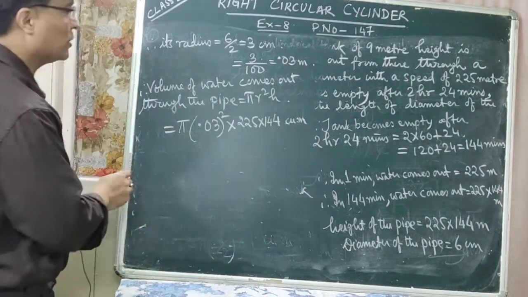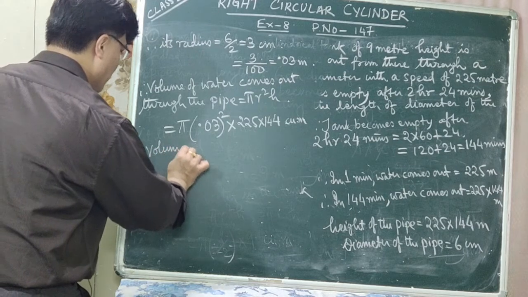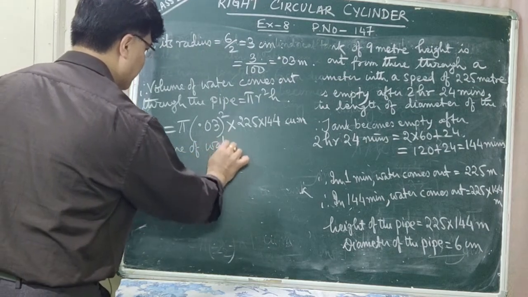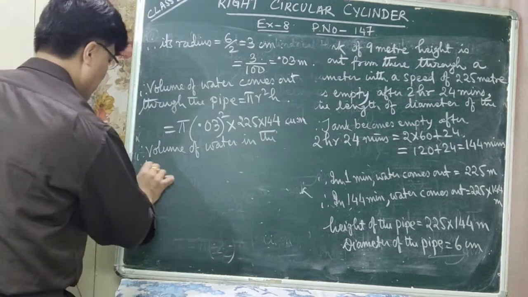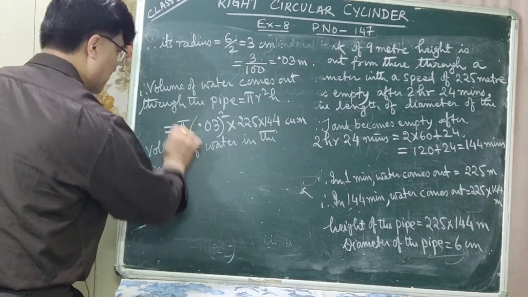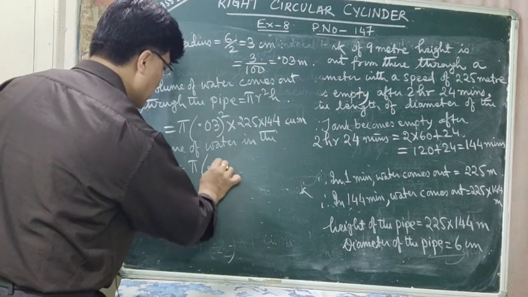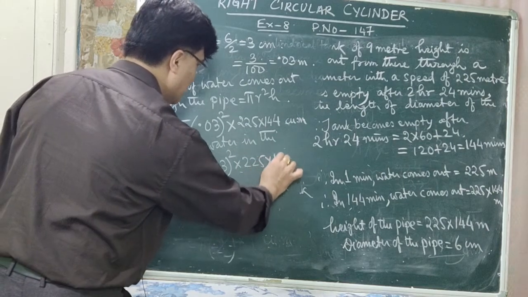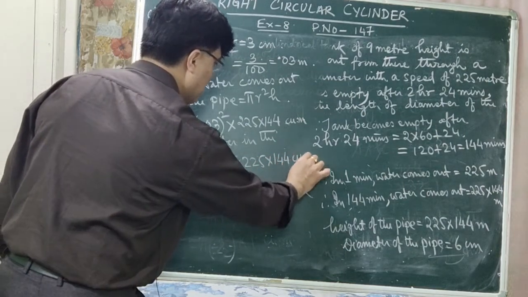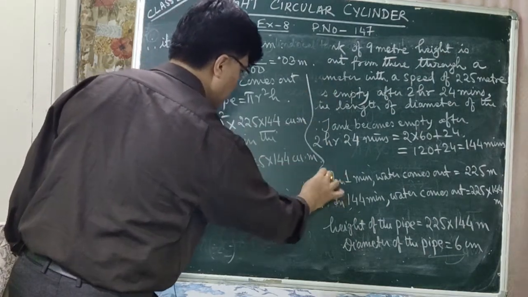So therefore volume of water in the tank is pi within bracket 0.03 whole square into 225 into 144 cubic meter. So I think you have understood it.